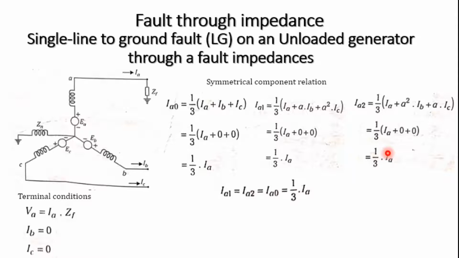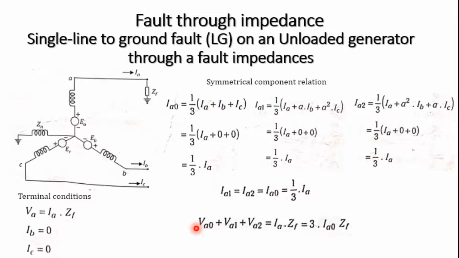From these three equations, we can write IA1 is equal to IA2, which is equal to IA0, and this is equal to 1 by 3 times IA. Or else, if you want to write IA, it is 3 times IA1, or 3 times IA2, or 3 times IA0. From this, we already know this is the terminal condition of the equation for VA.